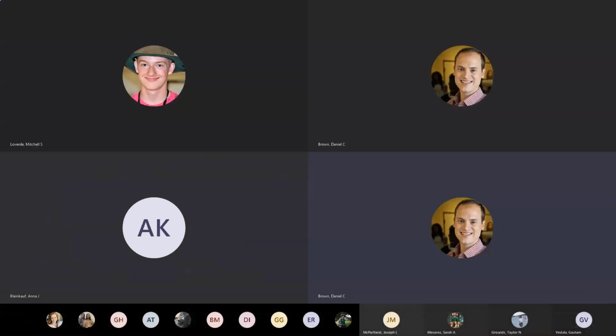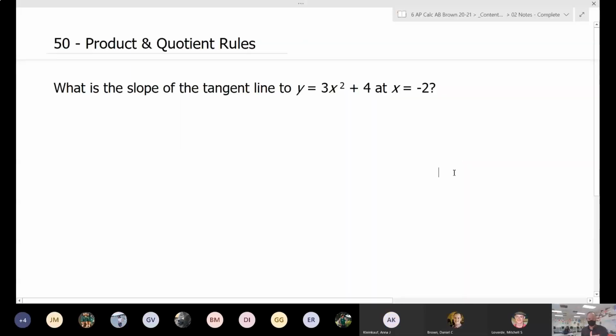Find the slope of the tangent line to y equals 3x squared plus 4 at x equals -2. So basically what this question is asking is, well, we know that this is some quadratic function, 3x squared plus 4, something like this. And we want to find the actual slope of the tangent line at -2. So we want to find the slope of that line.